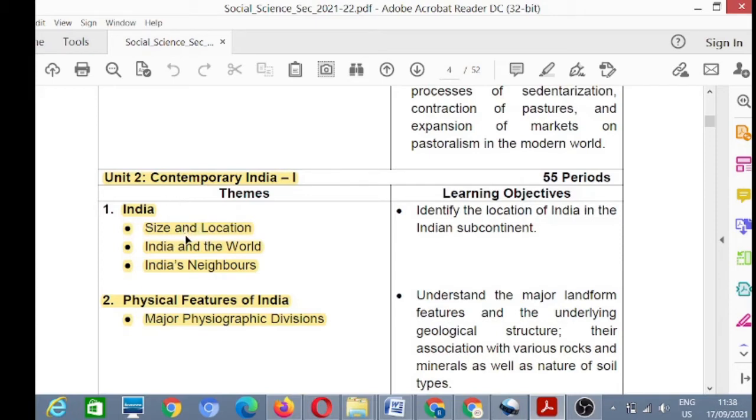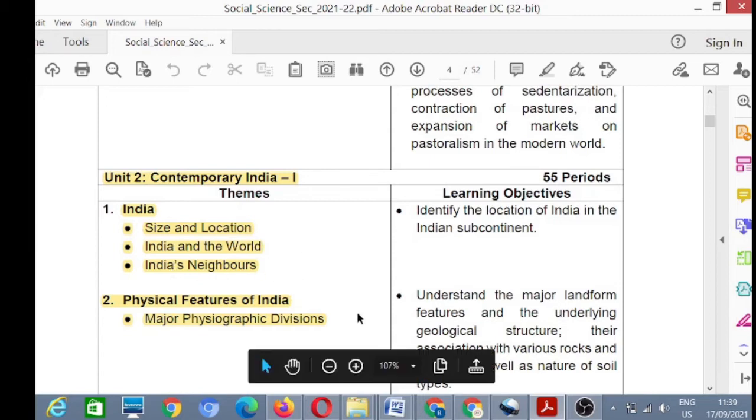Then first topic is size and location of India. Then India and the world. Then third is India's neighbors. For example, Pakistan, Sri Lanka, Nepal, Bhutan. These are neighbors of India. Then second chapter is physical features of India. What are physical features of India?